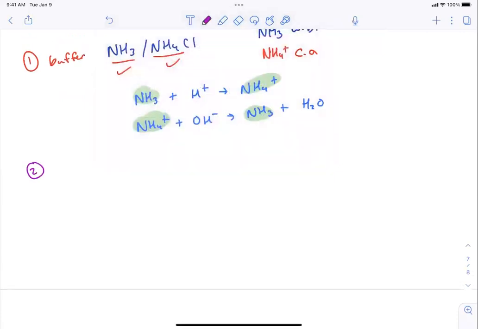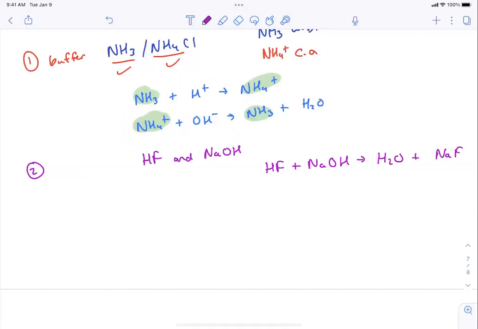But for question 2, you might get something like HF and NaOH. If HF reacts with NaOH, what do you get for the products here? H2O and NaF. Notice NaF is the conjugate base of your original weak acid. So when you react the NaOH with HF, you can make some of the conjugate base that you need for your buffer.